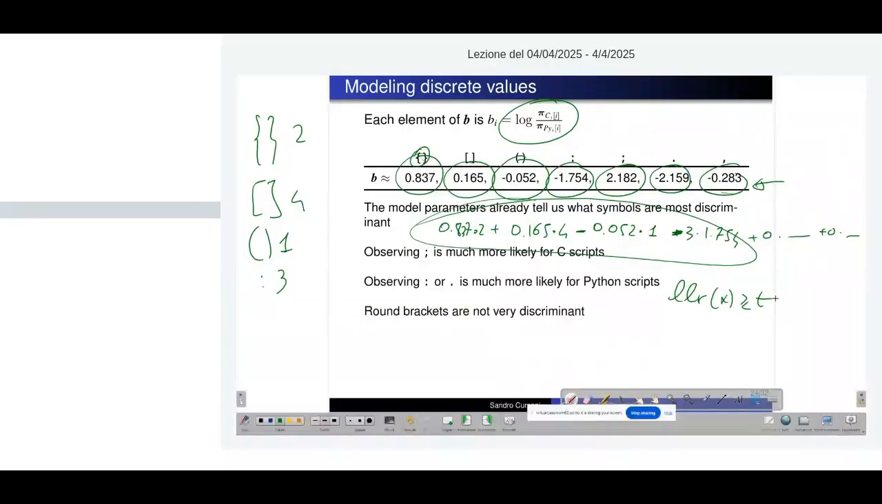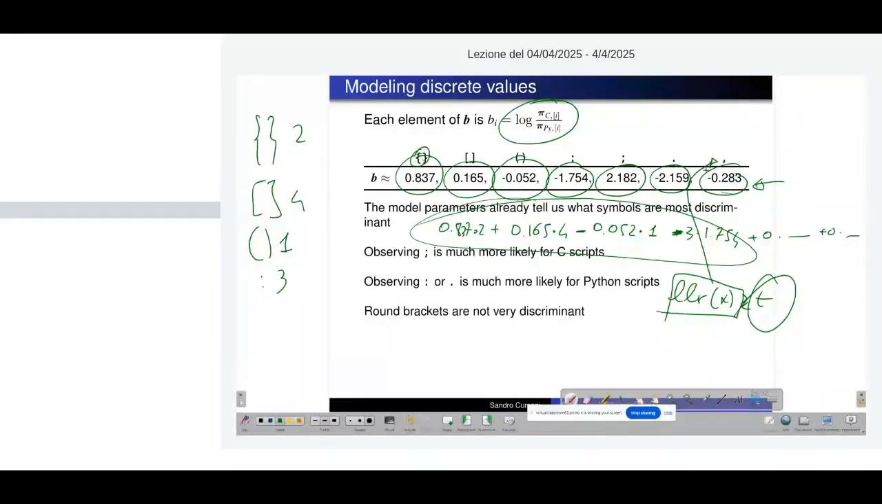Then whether we really decide for C or Python depends on our prior belief that this is a C script or not. For example, we may have a strong support for C, but we know that this is an exam for the first year, so we know that the prior probability that the student did it in C is very, very small. So even if the support for C is large, we may still decide that it's not large enough with respect to the prior probability that it is Python code. But in any case, the higher this is, the higher the strength of our evidence towards the C class.